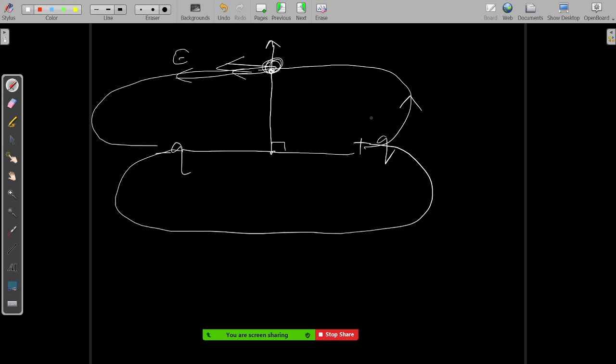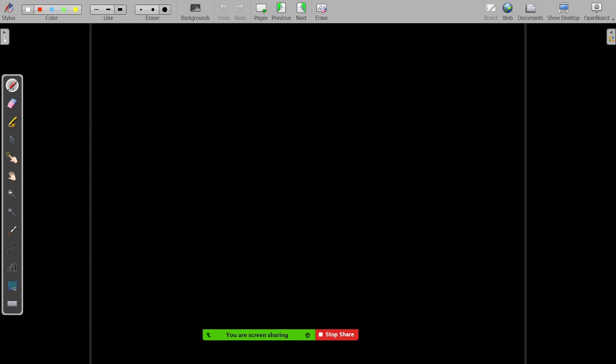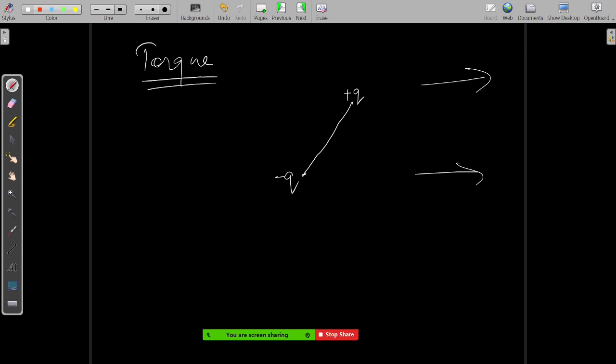Now what we'll see is torque. Torque on an electric dipole when it is kept in an electric field. So first thing is, let's say there is a minus q charge and this plus q charge. So this dipole is kept in an electric field. Let's say in this region, the electric field is E. So what is happening is on this particular charge, the force is in this direction, that is equal to QE.